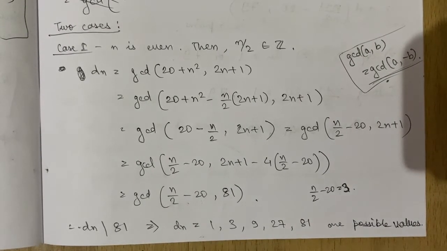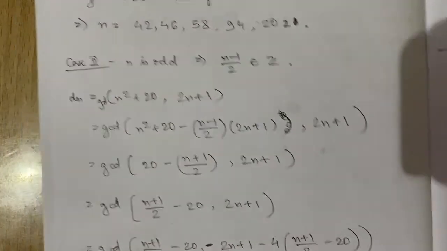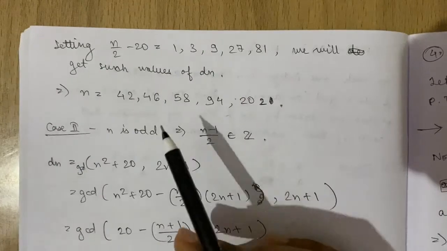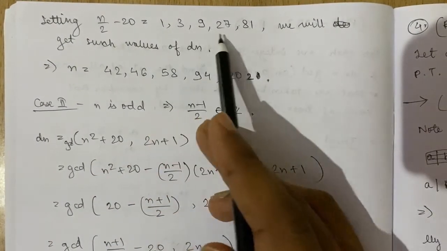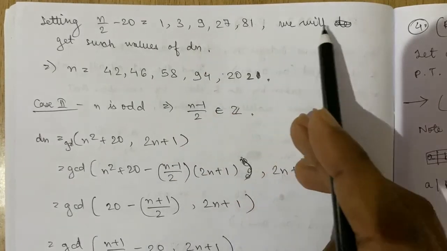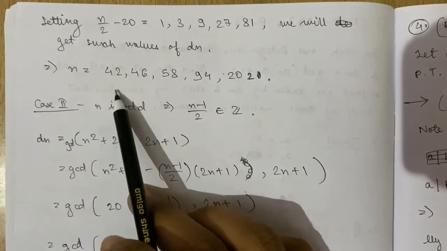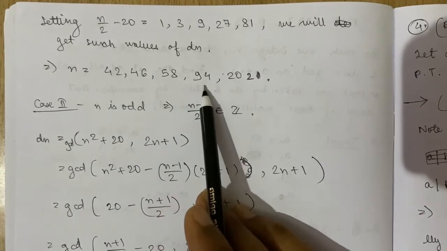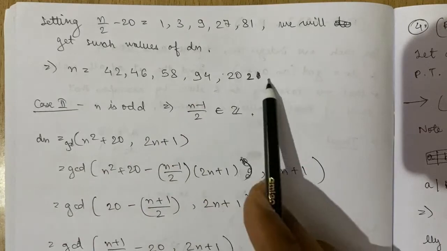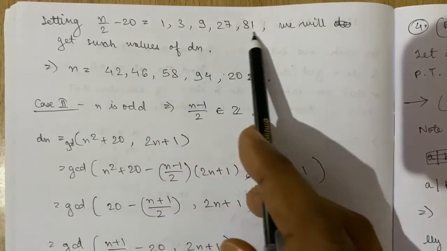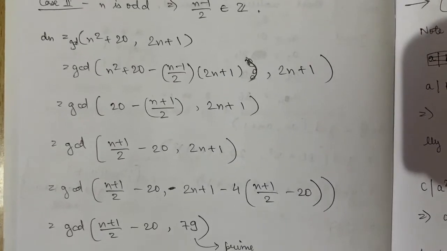So I just need to set n by 2 minus 20 equal to dn, and I'll get the GCD equal to dn. If I do that, setting n by 2 minus 20 equal to 1, 3, 9, 27 and 81, the values of dn, we get n equal to 42, 46, 58, 94 and 202. So these are 5 values of n which give the possible values of Dn. The second case is when n is odd.